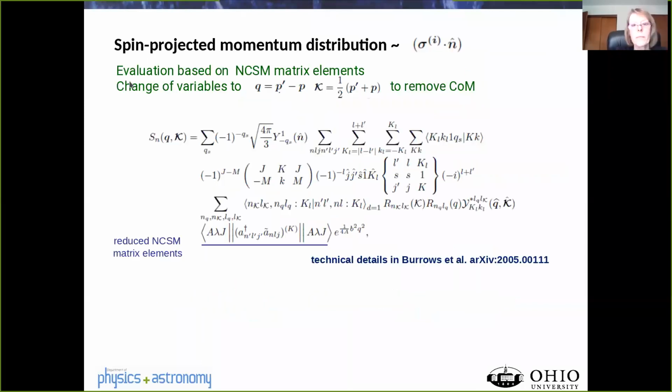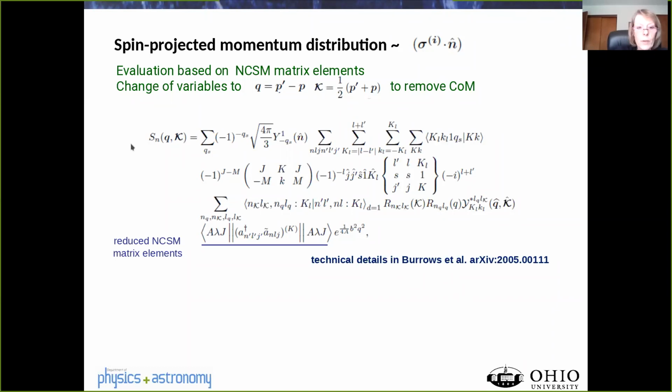That's the answer. But basically along the way, we always have to change variables into q, which is a translationally invariant variable, and the average momentum. And that is very convenient because when you come from a no-core shell model calculation, you also have to remove the intrinsic center of mass motion from that calculation. So we have then the function S_n of q. I leave out the energy here.